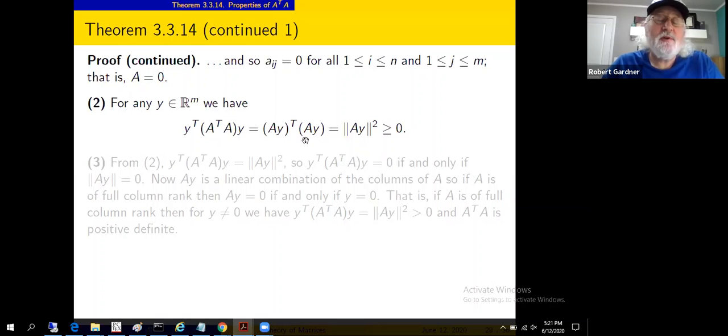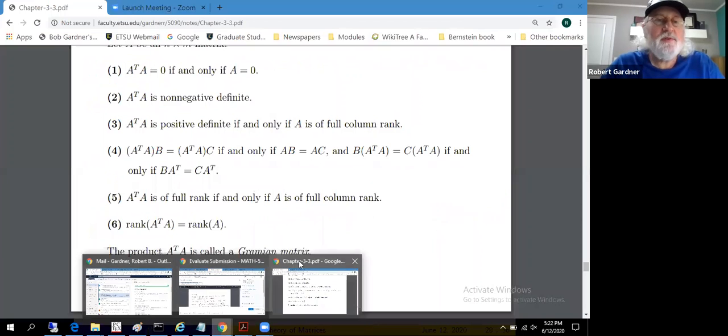We've got an (AY) transpose on the left, we've got an AY on the right. Remember, we're thinking of Y as a column vector, so AY is a column vector, and (AY) transpose is a row vector. So when you do this type of matrix product, you're really just getting the inner product of AY with itself, dot product if you like. You're getting the norm squared of that vector. And the norm squared of a vector is greater than or equal to 0. So for an arbitrary vector, what we get out is greater than or equal to 0. That's non-negative definite. Non-negative definite is easier than positive definite.